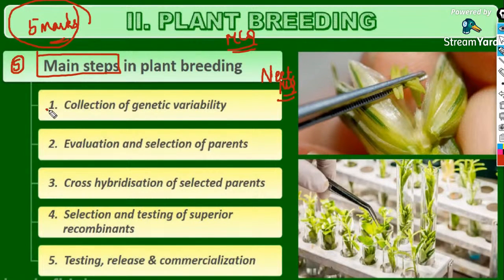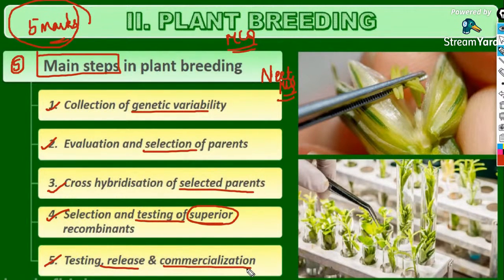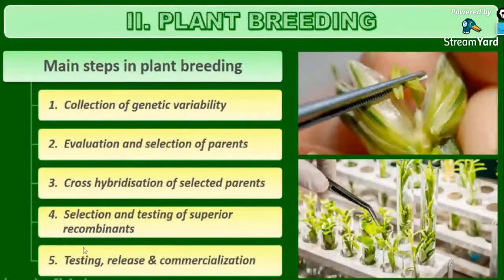First one, collection of the genetic variability; evaluation and selection of parents; cross hybridization between the selected parents; selection and testing of the superior recombinants; and testing, release and commercialization. That is, after testing by the authorities, you are giving it out for public use. So these are the 5 main steps involved in the process of plant breeding.